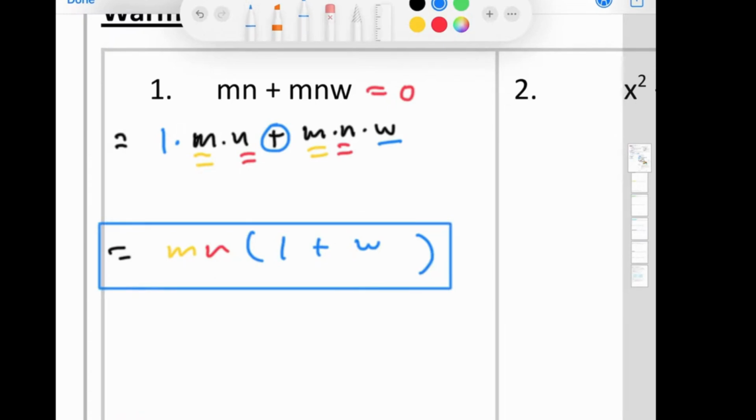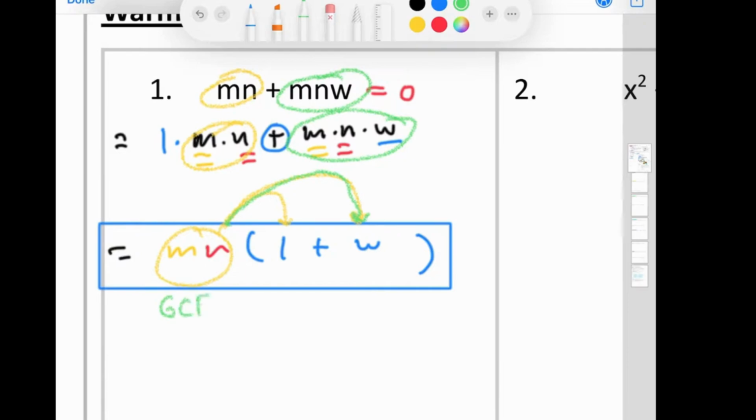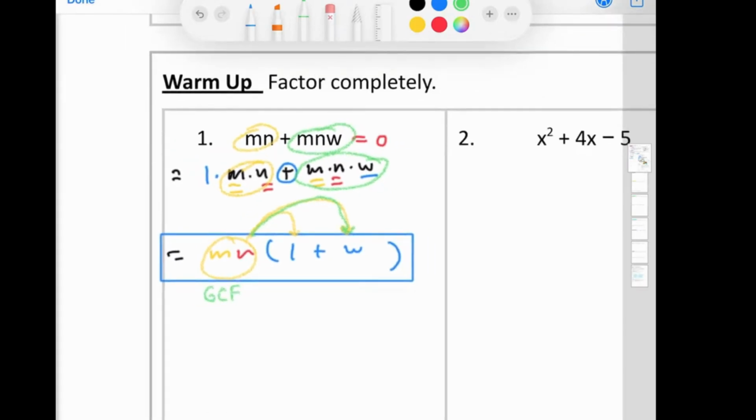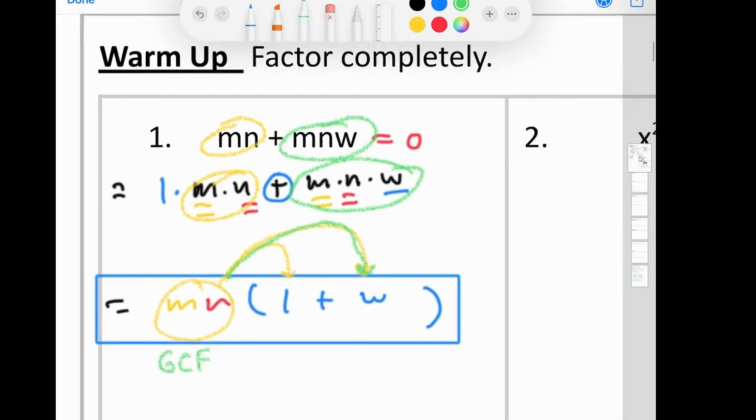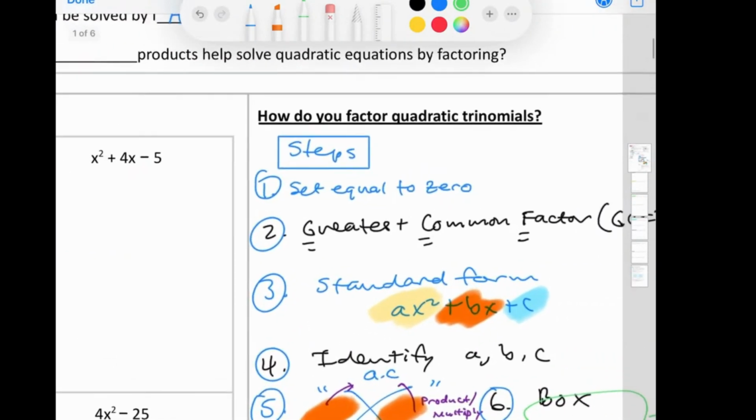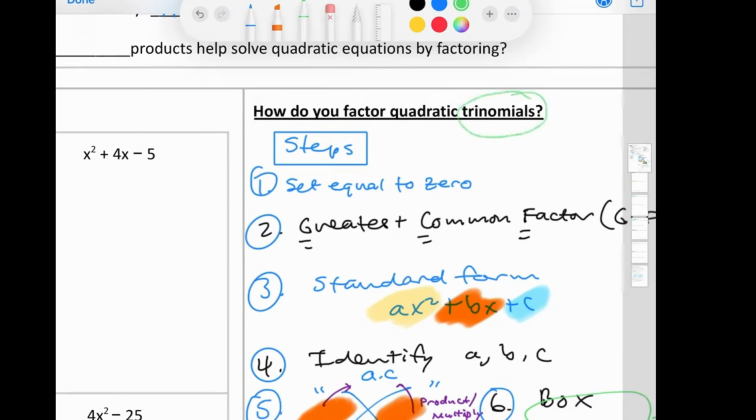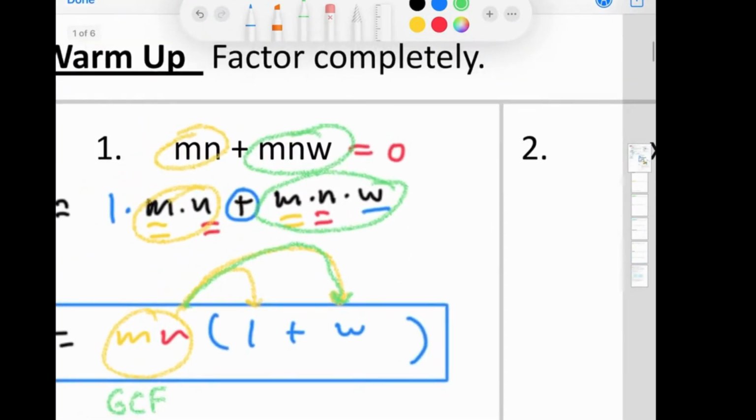Alright, to check my answer, you can do something called distribute. So you can take this, mn times 1 will give you mn. Mn times w will give you mnw. So all I had to do in this problem was factor out the GCF. Okay? I want you to notice something. This method, for question number 1, does not apply to how you factor quadratic trinomials. Trinomials has 3 spots, 1, 2, 3. It is also quadratic, so it has a power of 2. You'll notice that this question here had no power of 2.